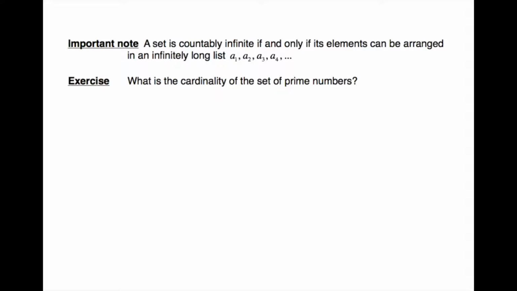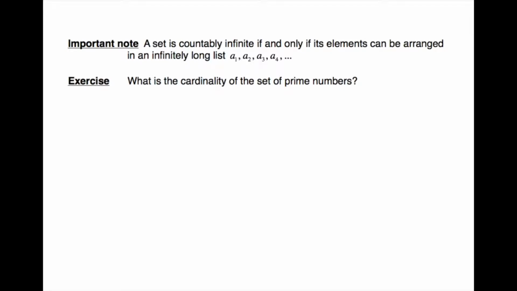It's very important to note that a set is countably infinite if and only if its elements can be arranged in an infinitely long list, a1, which would be the first element, a2, a3, a4, etc. If you can do that, you can pair the elements of that set with the natural numbers 1, 2, 3, 4, so it will have the same cardinality as N, and therefore it is countably infinite.